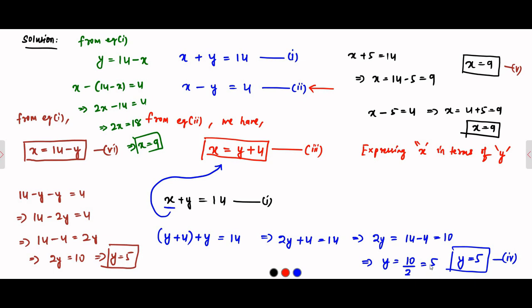Okay, so this is the basic concept of solving pair of linear equations in two variables using substitution method. We have expressed first one variable in terms of the other, then we have substituted that relationship in any of the given equations to get the value of the second variable, and then we use that value to get the value of the other variable. So this is the basic relationship.